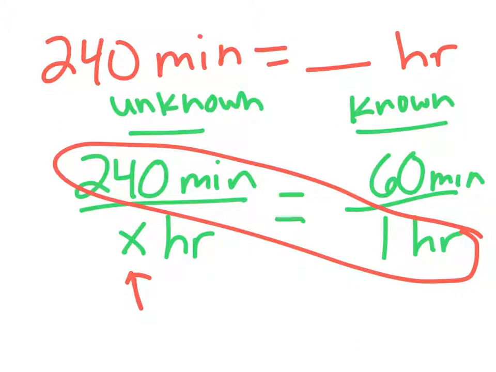240 times 1 gives me 240. And then taking that answer and dividing it by my last number, 240 divided by 60 is 4. So the answer then is 4. And that will work every single time as long as we're following those same 2 rules: unknown set equal to known, and make sure your units match up. And there may be some that you can do in your head.